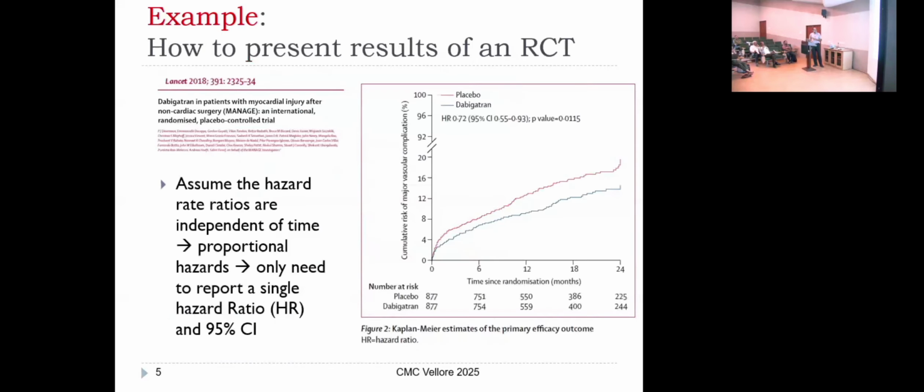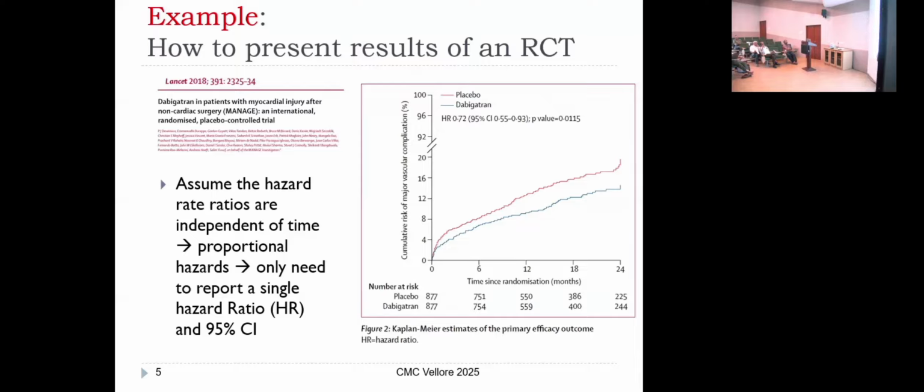Okay. So you've seen this graph before. So now we assume the hazard rate ratios are independent of time. We'll have proportional hazards, and that's why we report a single hazard ratio and 95% confidence. So here, they were not happy with just presenting us the plot. What did they do? They gave us analytically a hazard ratio. But the hazard rate ratio is changing over time. Why do they report only 1? How did they decide that they only wanted to report 1? Where did they get that 1? So we'll tell you about that.